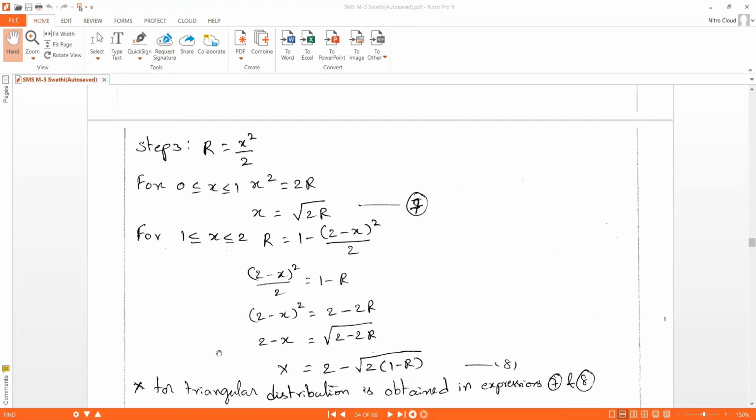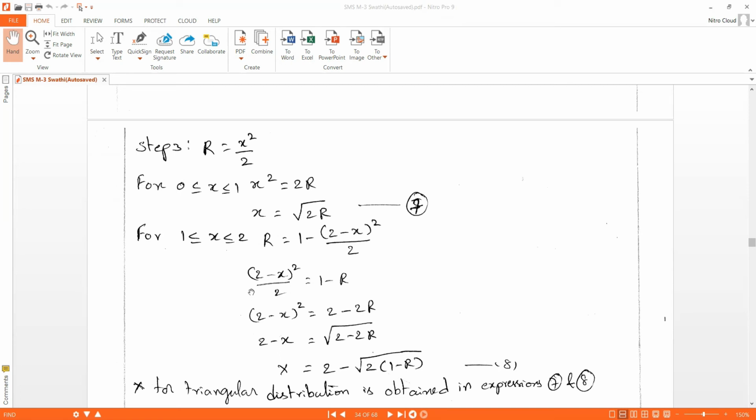Okay. Now for x between 1 and 2, that is 1 less than or equal to x less than or equal to 2, r is equal to 1 minus (2 minus x) whole square by 2. This we can write like this: (2 minus x) whole square by 2 equal to 1 minus r. We are sending this to this side, and r to this side.